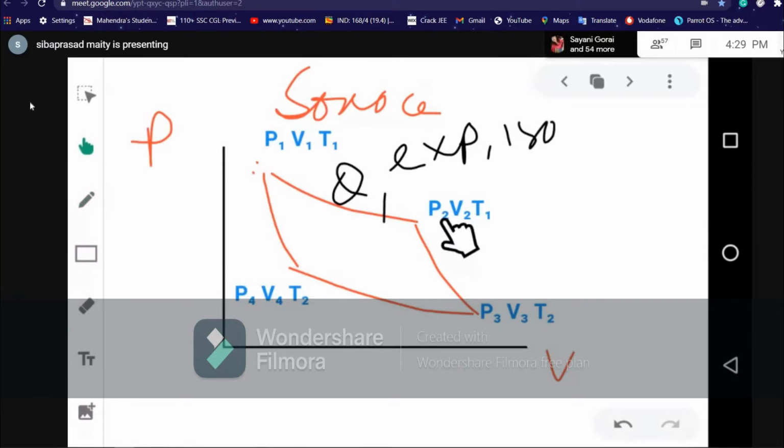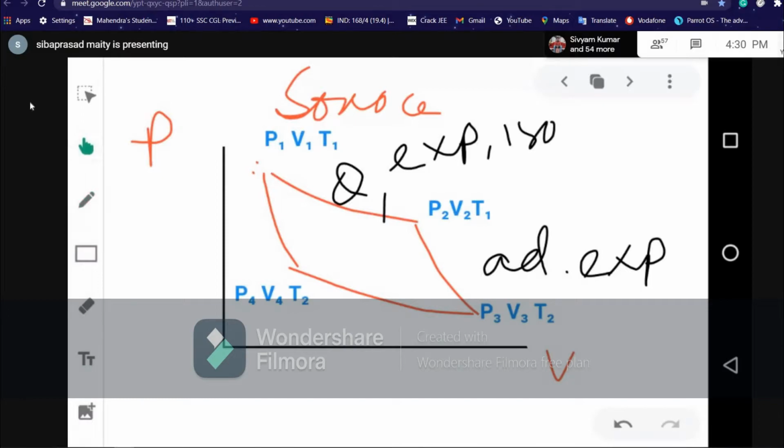Next, we have stopped the supply of any heat. Again, it is being allowed to expand reversibly. But since we are not supplying any heat to it, when it expands, its temperature will decrease to T2. Would you understand? Yes, sir. We are not supplying any heat, that means the process will be adiabatic. And it is also expansion.